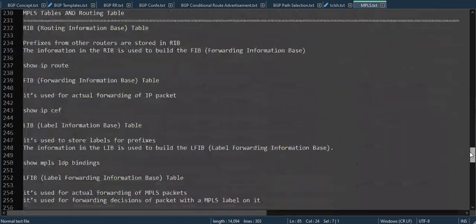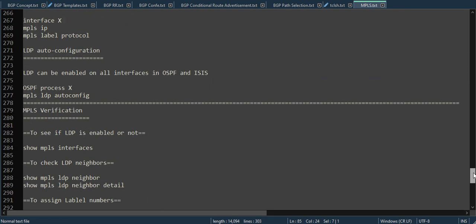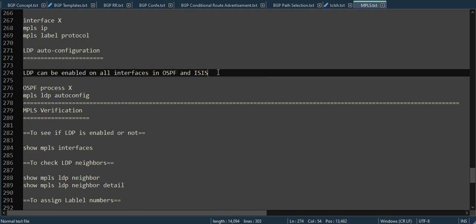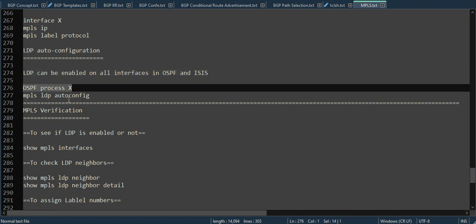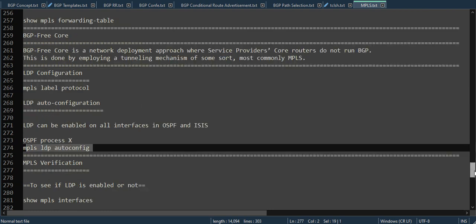The other way we can enable LDP is on all interfaces in OSPF and ISIS routing protocols. On the OSPF process, we can use MPLS LDP autoconfig. This will make LDP autoconfiguration. LDP can be enabled on all interfaces in OSPF and ISIS by this command: MPLS LDP autoconfig.